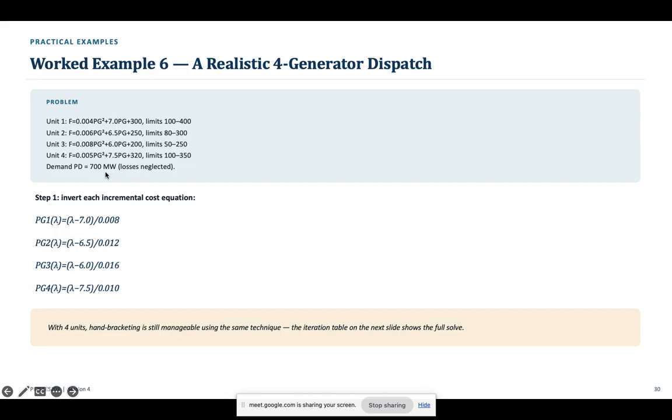So the purpose is not merely to make the arithmetic larger here. Including 4 generators, the main intention is to demonstrate that the method does not fundamentally change when the number of generators increases. Each generator still has a cost function of its own. Each cost function still gives you an incremental cost equation. The incremental cost equation is what you get when you partially differentiate it.